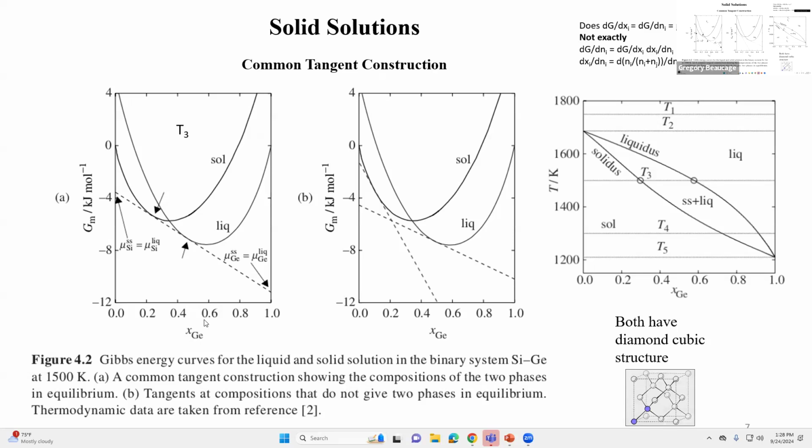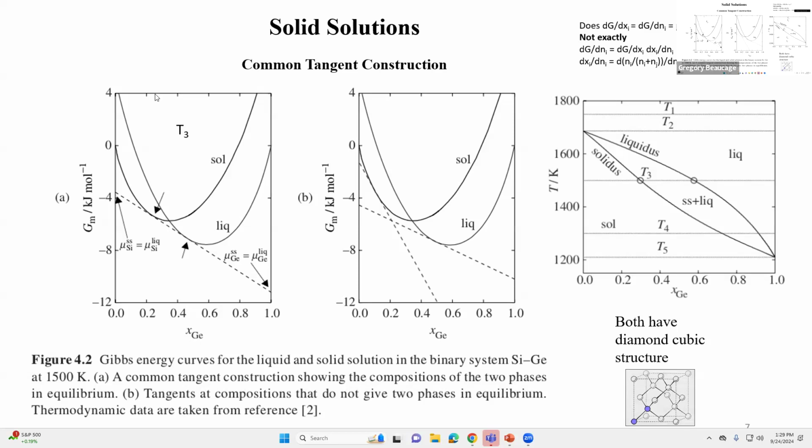Right, so if you're at some composition, this is the solid solution, like the co-crystal. This is a crystalline phase, and this is the liquid phase. This is the diamond cubic, and that's the liquid. So if you're at this temperature T3, and you're at 20% germanium, because the lower curve is the solid solution, the crystal phase, that's going to form a diamond cubic crystal. If you're at 80% germanium, it's going to form a liquid because that's the lower of the two free energies.